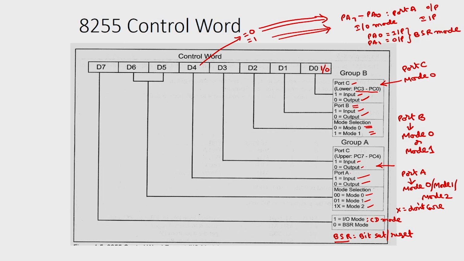So, that is the difference between the I/O mode and BSR mode. In case of I/O mode, we can program the entire port as either input or output port, whereas in bit set reset, each bit of this port can be programmed as either input or output. Okay. So, that is about this control word register. Depending upon this control word register, the 8255 will program the ports as either input or output ports and in any of the modes, mode 0, mode 1 and mode 2.